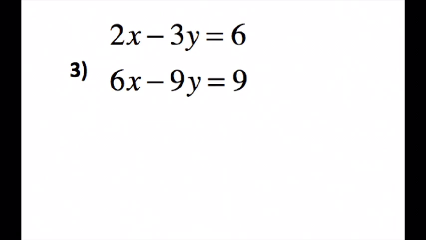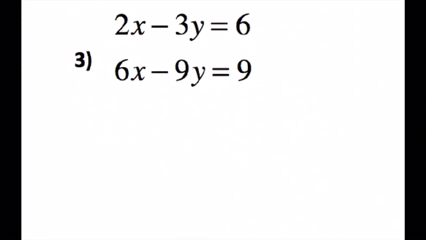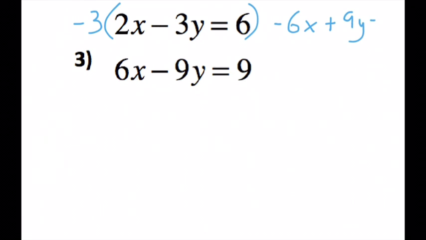Okay, on number 3, think about what you'd like to multiply what by to eliminate which variable. We have two options here. There's actually lots of options. I can multiply the top by a negative 3. I think that's going to be our best option right now. If I multiply the top by negative 3, then I'd have a negative 6x in the top and a positive 6x in the bottom. Let's go ahead and do that. So on the top, I have a negative 6x plus 9y equals negative 18.